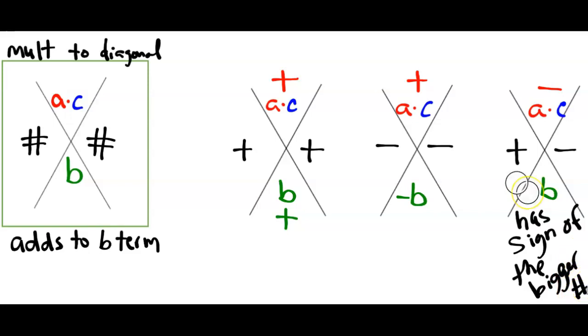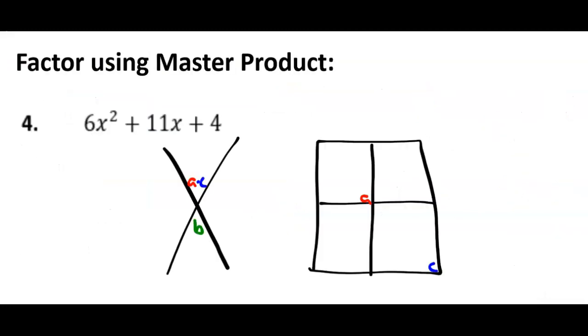If this is a negative 5, then whichever multiple is bigger will be negative, okay? If my sign down here is positive, then my bigger number in this situation would have to be positive. That'll make more sense as we go. Okay, so let's do one of these.